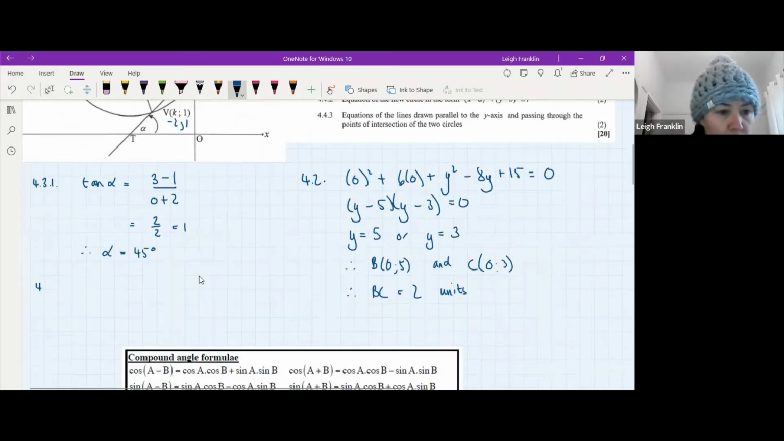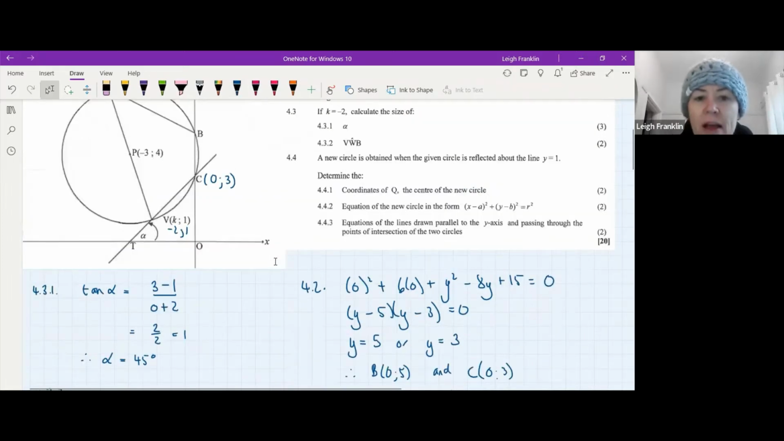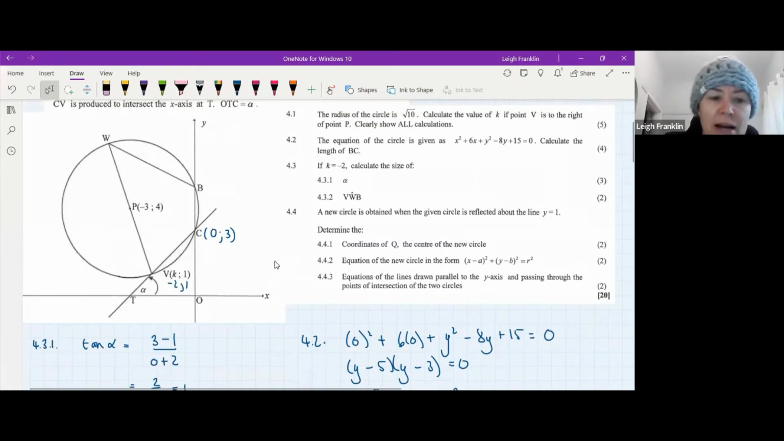Now 4.3.2. This is one of the things I really wanted to talk about today. VWB, so that's this angle up here. And when we have a look over here, it's only worth 2 marks. So it's got to be something fairly simple and straightforward. Now, we don't have any parallel lines, so we can't use alternate or corresponding angles or anything like that. But what we do have is a cyclic quad. What do we know about cyclic quads?